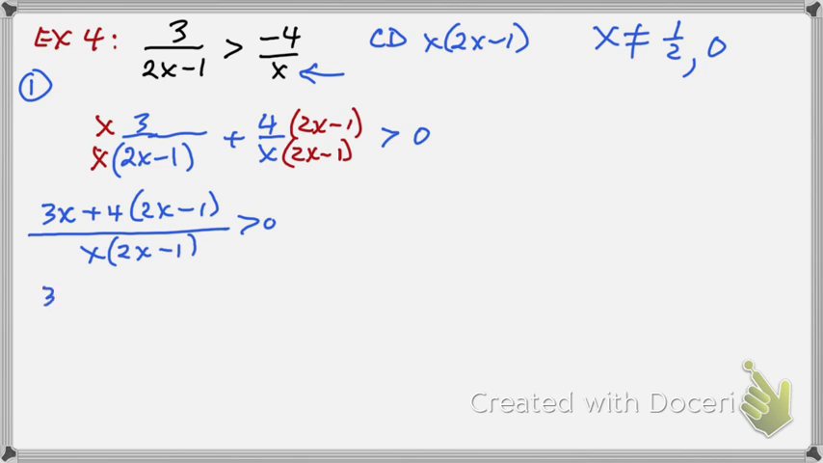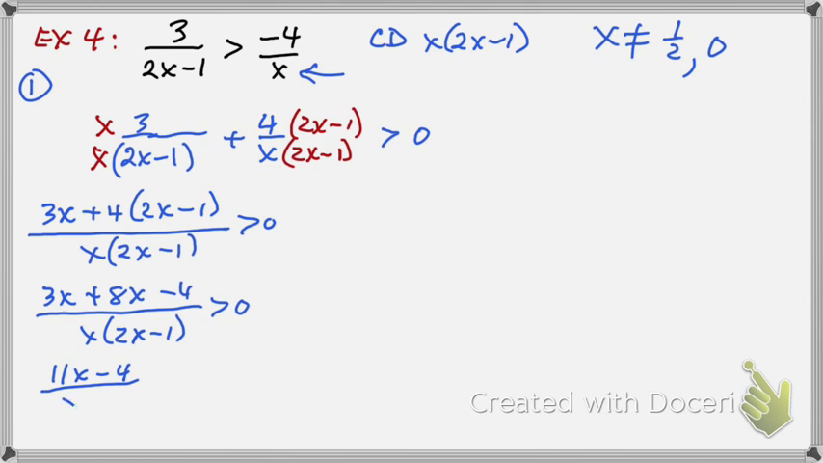I'm not going to multiply this out on the bottom here. So on top I've got 3x plus 8x minus 4. Yep. X times 2x minus 1. All that's greater than 0. So finally over here, to finish up step 1, I've got 11x minus 4 over this. Got one fraction on the left and 0 on the right.